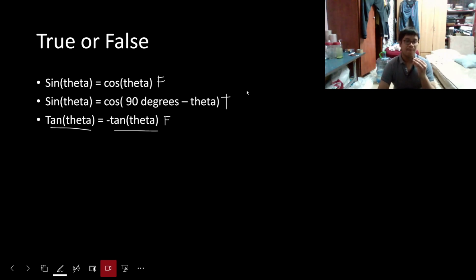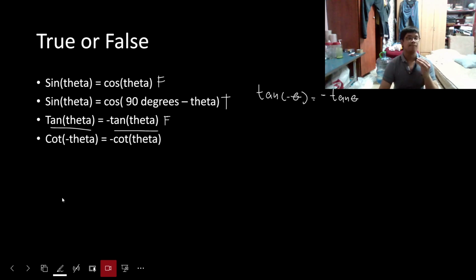Here we can apply what we learned before, which is the even-odd property. Suppose we have a negative input for our tangent function. If we have a negative input for a tangent function, we will have negative tangent theta. So our answer should be tangent of negative theta is equal to negative tangent theta. So this is in fact false. It should be tangent of negative theta, not positive theta.